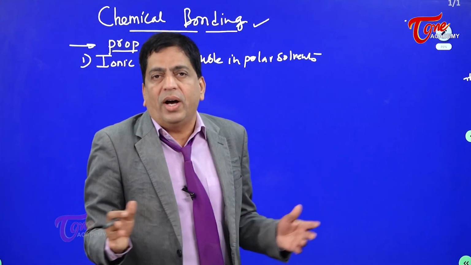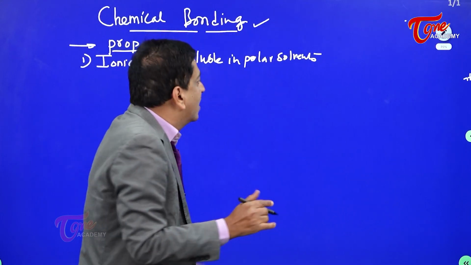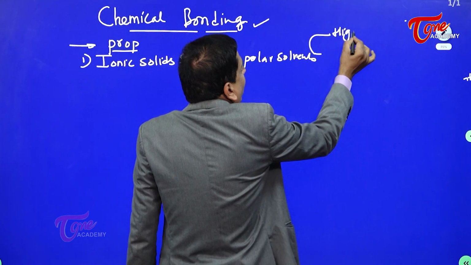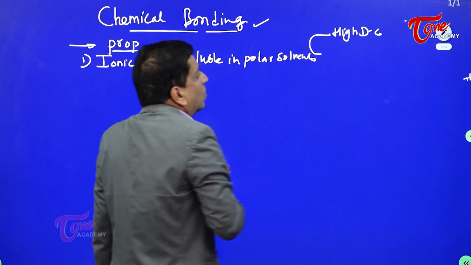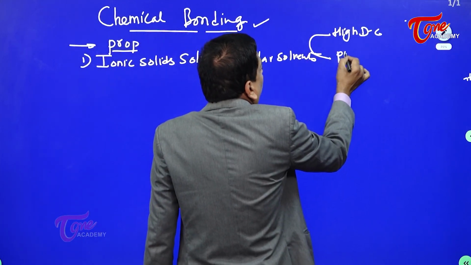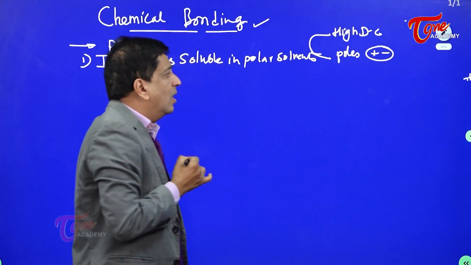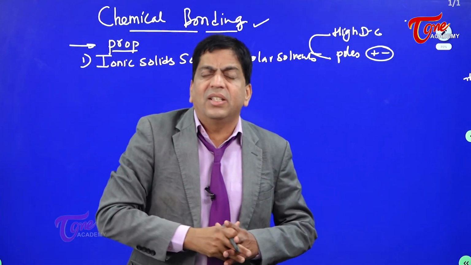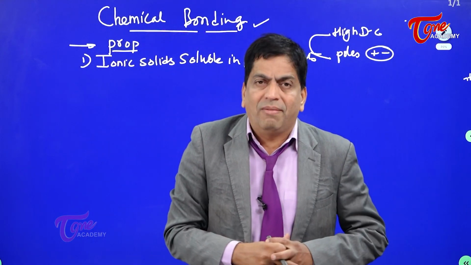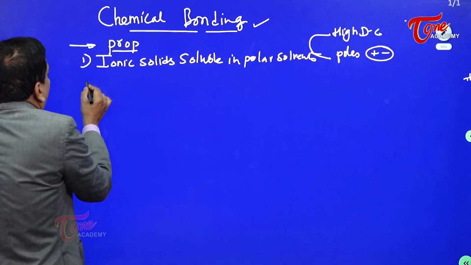Now, if you ask me why polar solvents, two basic striking features of polar solvents are that they must have a high dielectric constant, and the second thing is they have poles and they look like this, right? So these two are the things which make them soluble in polar solvents. That's number one. Number two. Remember this.